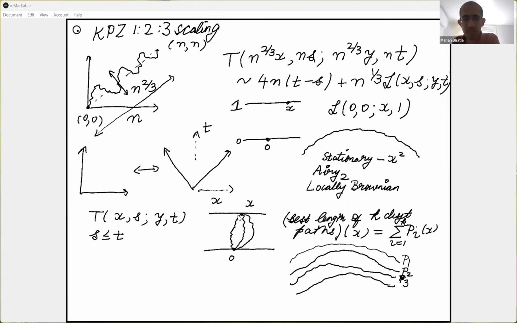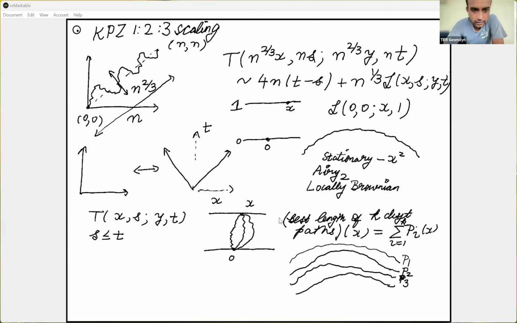If I want the length of the best k disjoint paths, there's this integrable object, the Airy line ensemble. I just sum up its top k lines. The top line being the geodesic? Exactly. The top line itself is not the geodesic, but it tells you the geodesic weight. It tells you the passage time as x is varied.